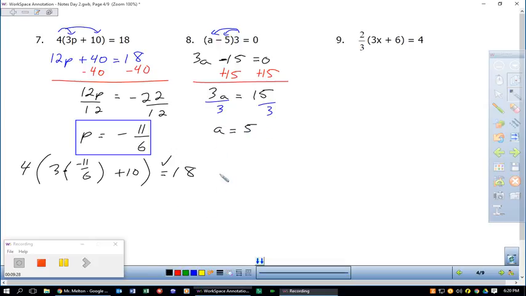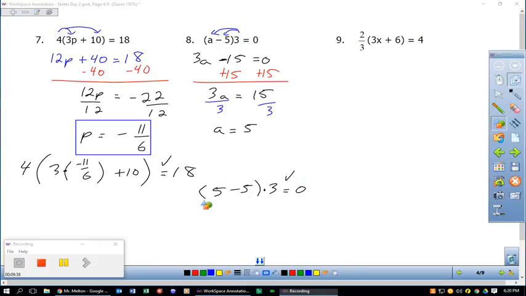Okay, now before I call it good, I want to check that. So we get 5 minus 5 times 3 equals 0. 0 times 3, yes, it checks out. Because that's 0, anything times 0 is 0. So that is a true statement.